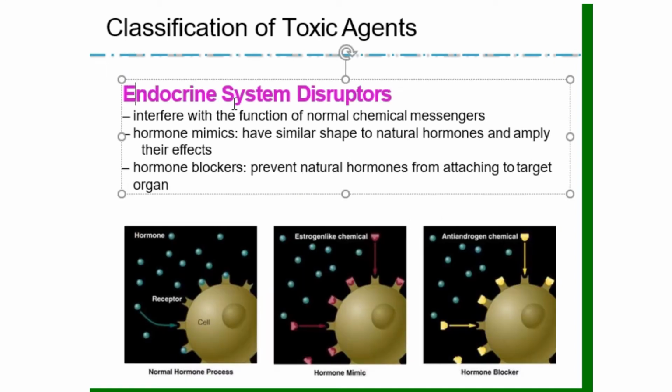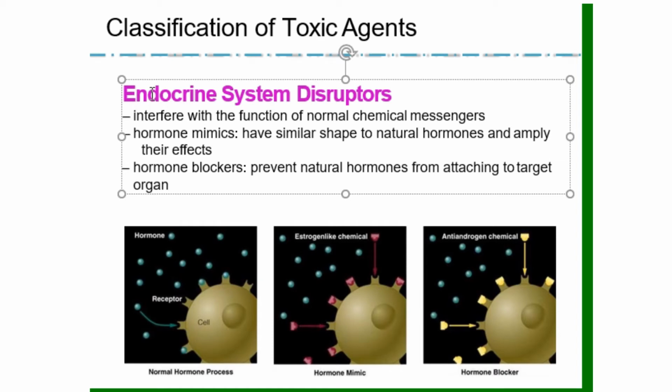Next, we have the endocrine system disruptors, or what we know as ESD. Now, our endocrine system is responsible for producing hormones, and hormones play a vital role in our body. Okay, so what are the examples of the hormones? We have androgen, we have estrogen, we have progesterone, we have many more. We have so many hormones in our body that play a specific role.